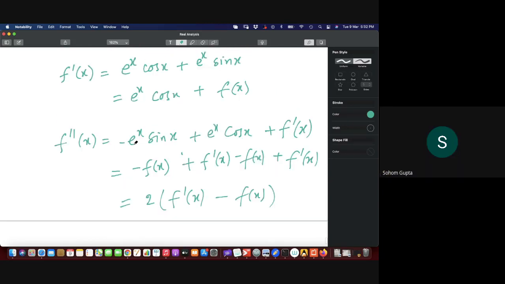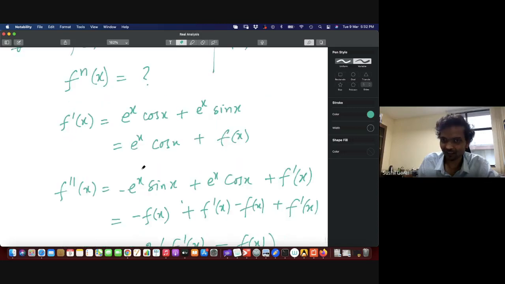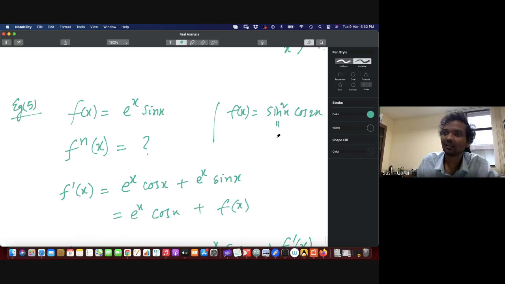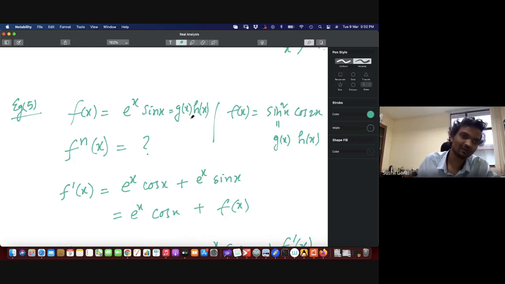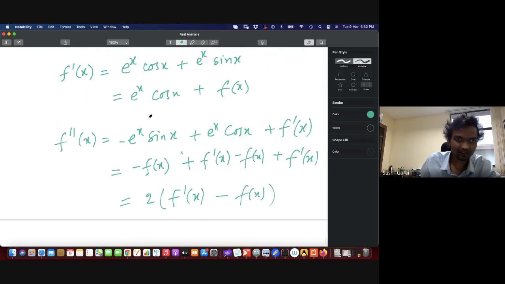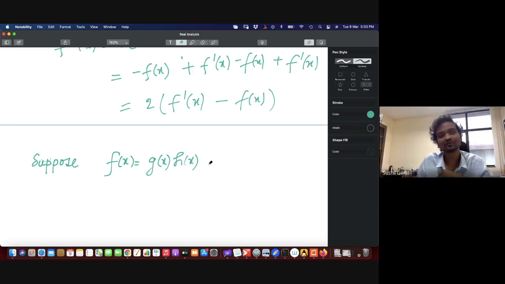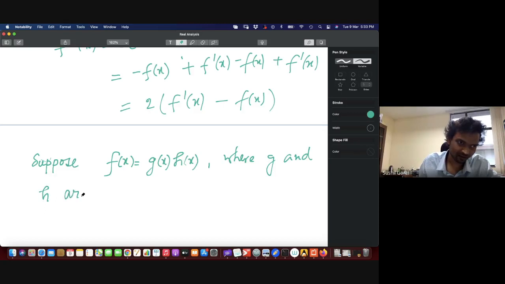All right. Yes, sir. So we want this as a product rule. We want to look at this function as gx times hx, and we want the derivative in terms of derivatives of g and h, which is easy to calculate, which we did in a few examples. So suppose fx equal to gx times hx, where g and h are differentiable.